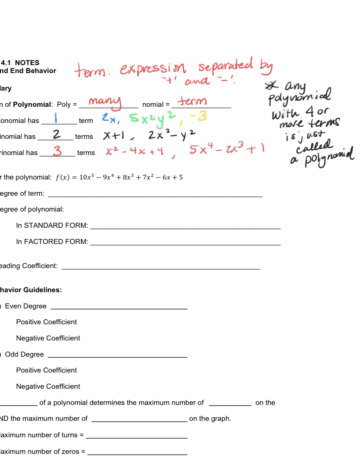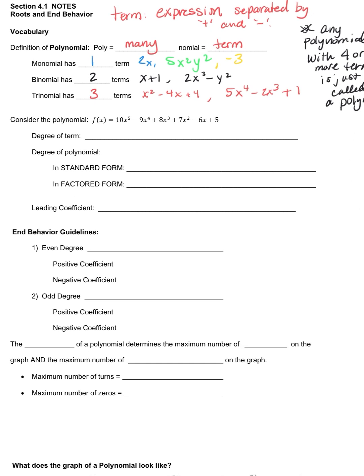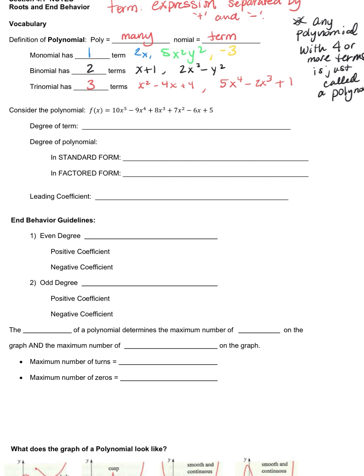Okay. All right, so this next part, we're going to consider this polynomial: 10x to the 5th minus 9x to the 4th plus 8x cubed plus 7x squared minus 6x plus 5, okay? This will be our example when we say consider the polynomial. So the degree of a term is the sum, you add up the exponents in that term.